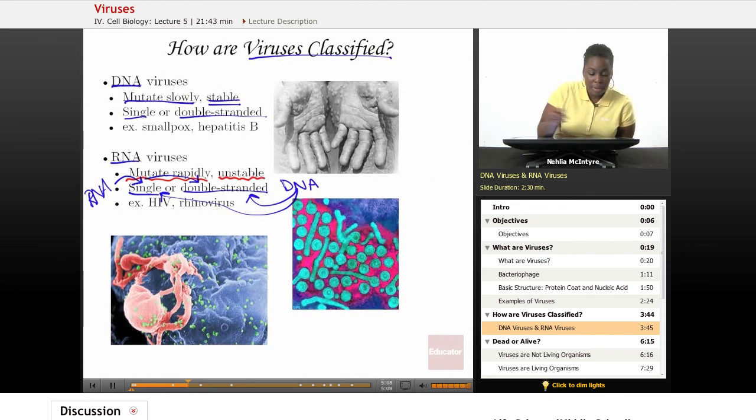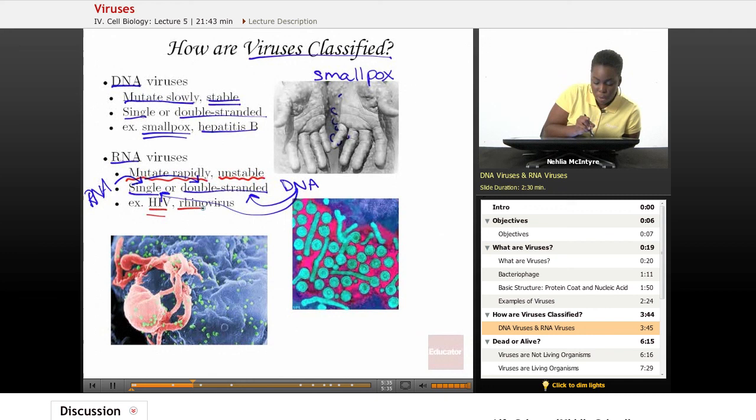An example of a DNA virus would be the virus that causes smallpox in humans. This is a picture of a person that has the symptoms of smallpox on their hands. It's basically these bumps that you see on their hands. Hepatitis B is also caused by a DNA virus. Then we have the RNA viruses such as HIV and rhinovirus.